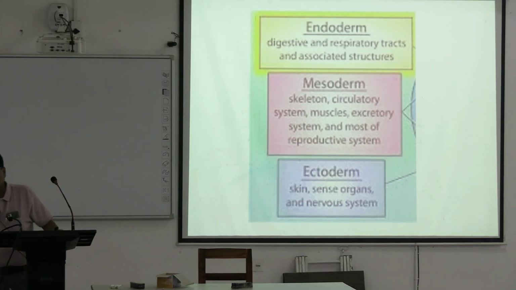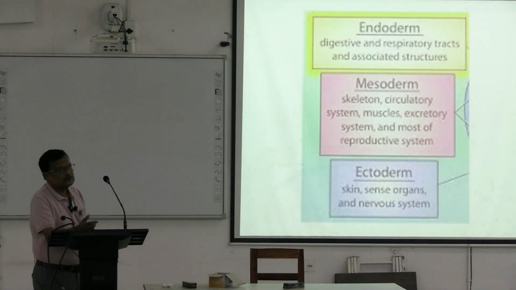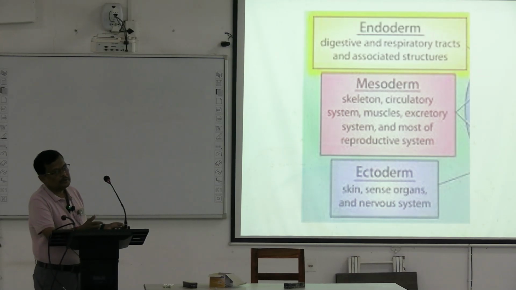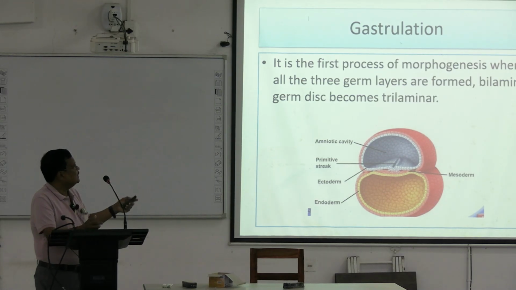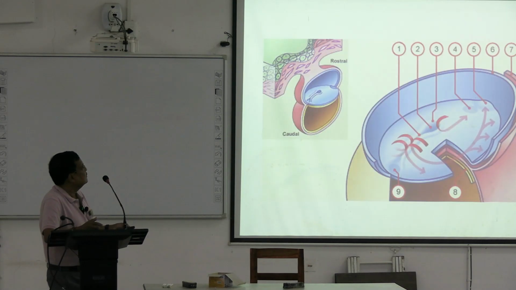আমাদের মিউকাস মেমব্রেন, লাইনিং মেমব্রেন অফ দ্য ডাইজেস্টিভ সিস্টেম, রেসপিরেটরি সিস্টেম, and associated structure. Mesoderm will form everything: skeleton, circulatory system, muscles, excretory system and most of the reproductive system. পরে চলে আসবে, এখন এটা ectoderm, skin, sense organ and nervous system. আমাদের ব্রেন কিন্তু ectodermal in origin. Retina is ectodermal in origin. Gastrulation, where the two-layer germ disc become three-layer.